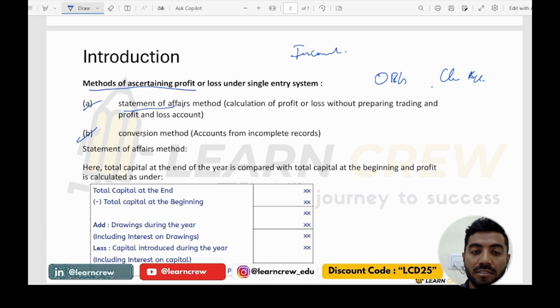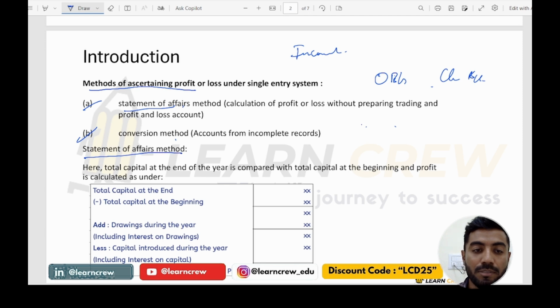Second is the conversion method. In the conversion method, we complete the accounts. We prepare all the incomplete records: debtors' account, creditors' account, cash account, all the accounts which are incomplete, we complete them. And from those balances, we'll try to find the profit. We transfer those balances to the P&L and balance sheet.